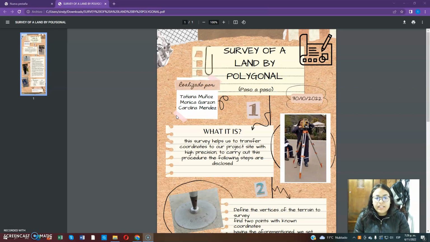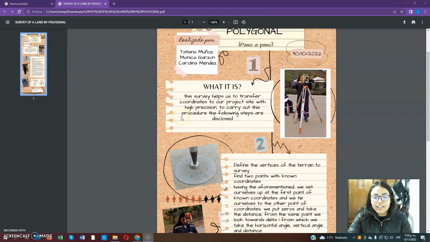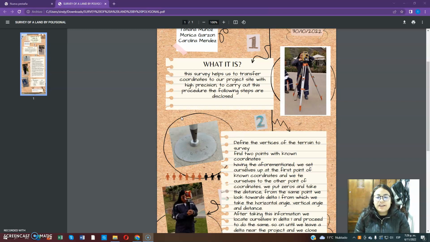What is it? The survey helps us transfer coordinates to our project site with high precision. To carry out the procedure, the following steps are followed. Define the vertices of the terrain to survey. Find two points with known coordinates.